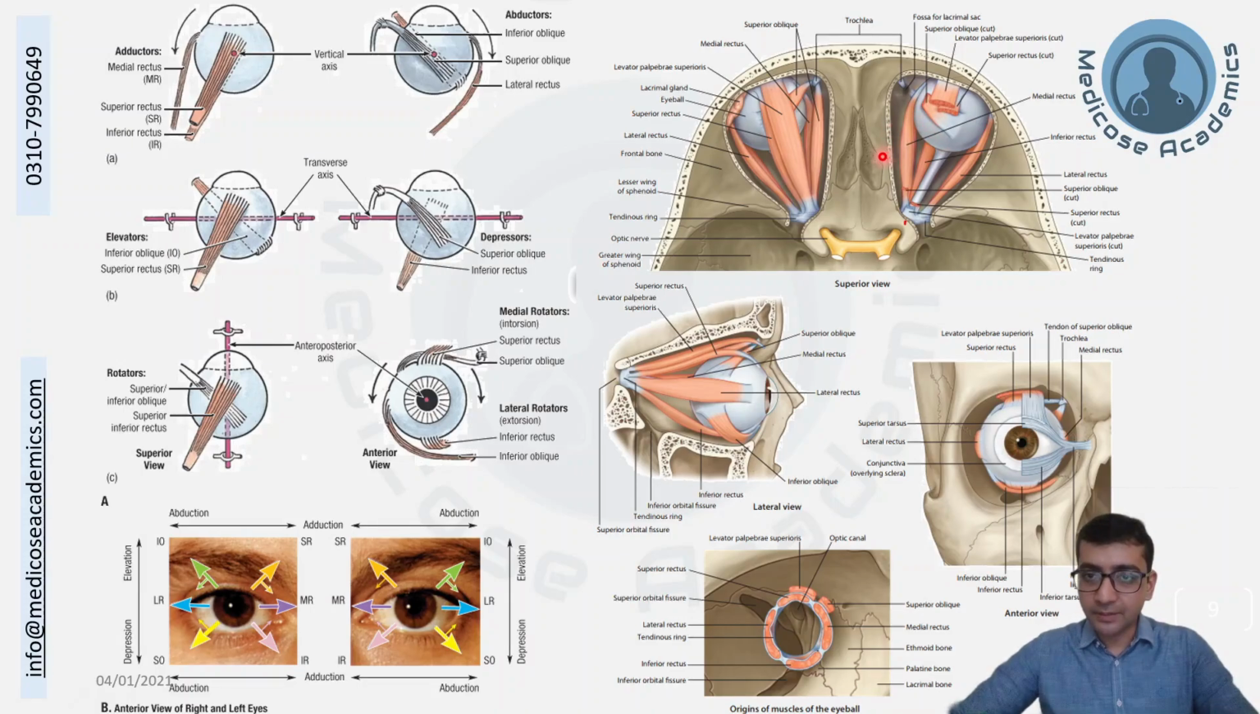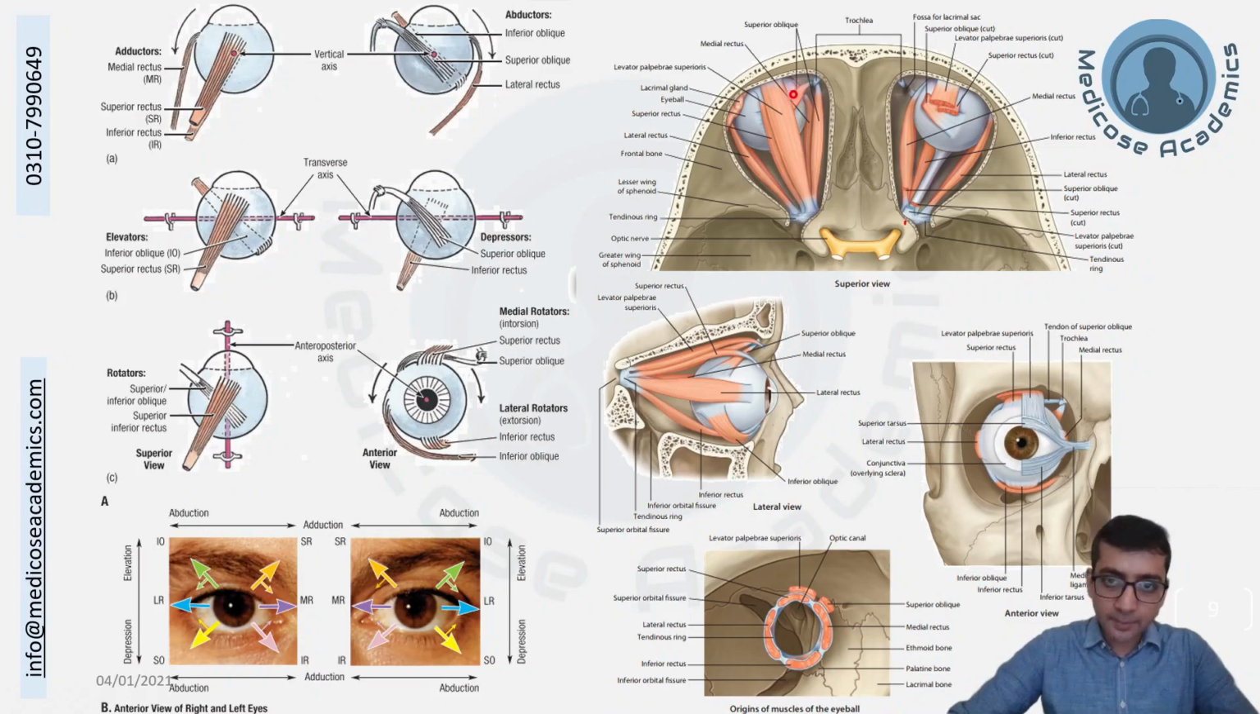Then there are 2 oblique muscles. Both of the oblique muscles have origin outside the tendinous ring of Zinn. The superior oblique has an origin just supramedial to this tendinous ring. It goes along the roof, along the junction of the roof and the medial wall. It goes all the way there, and on the medial most aspect of the roof, on the anterior margin, there is a pulley known as trochlea.